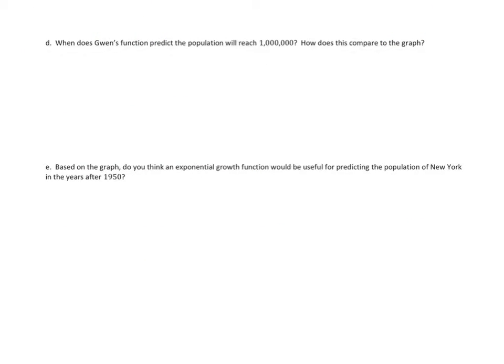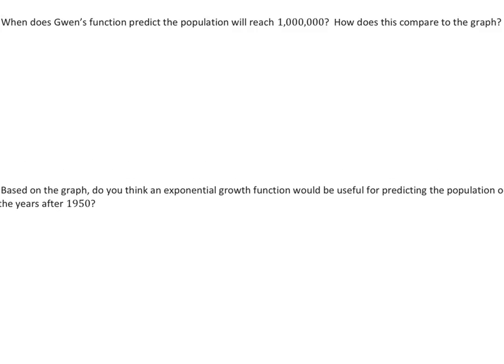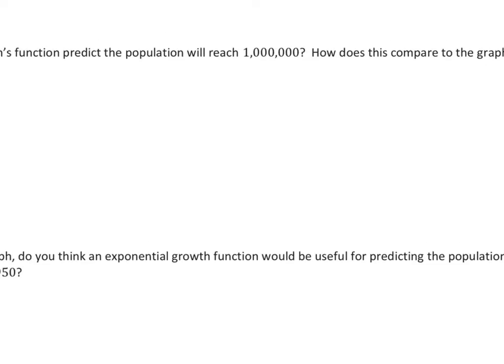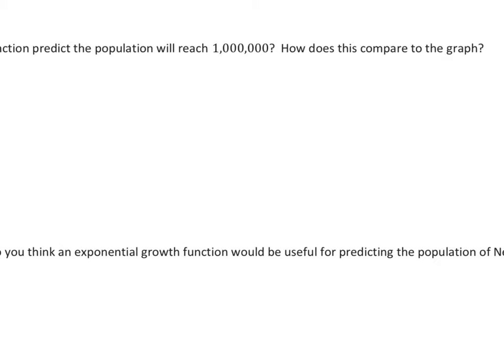The next question says, when does Gwen's function predict the population will reach 1 million? And how does that compare to the graph? So the first thing I'm going to do to solve this part is take Gwen's function and set it equal to 1 million people. So 1 million, 1, 2, 3, set that equal to 48,661, parentheses 1.036 to the t. So what I want you to do right now is find the t value that will make her population reach 1 million. So pause the video, try to solve for t. When everyone seems to be done, unpause the video.